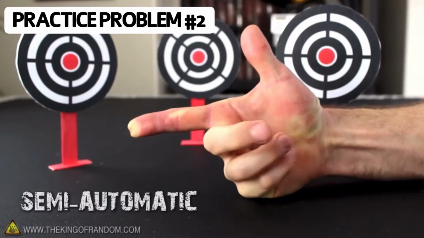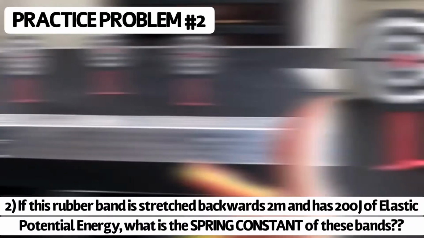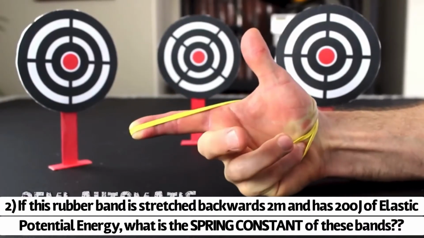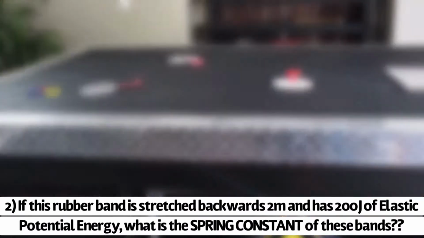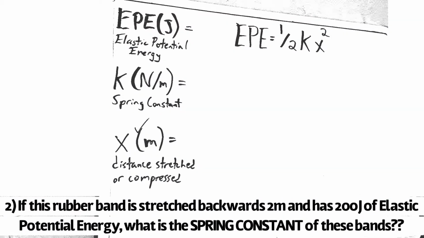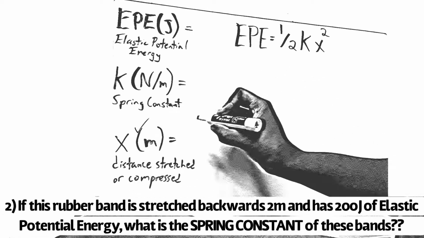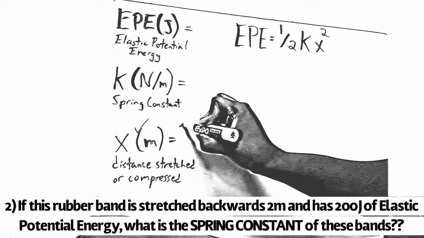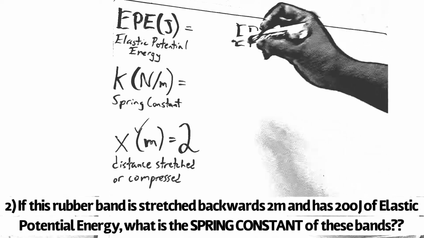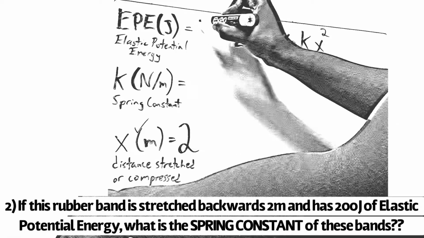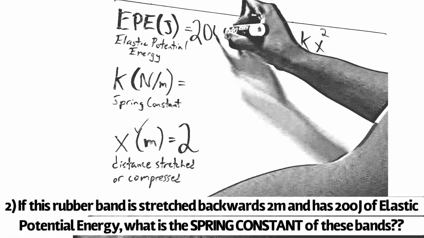So, here we are. If this rubber band is stretched back 2 meters, which it's obviously not, and has 200 joules of elastic potential energy, what is the spring constant of these bands? How rigid or how stiff or loose are these rubber bands? So, we're using our formula again. The first number I see is that the band is stretched backwards 2 meters. Therefore, X is equal to 2. And it tells us that it has 200 joules of elastic potential energy. Therefore, EPE this time was given as 200.